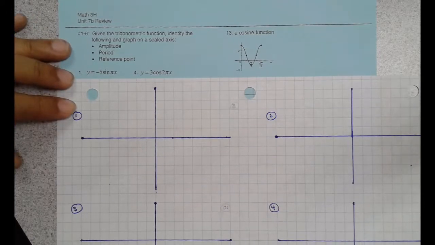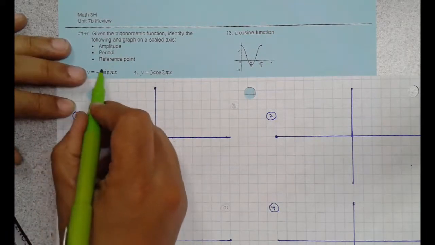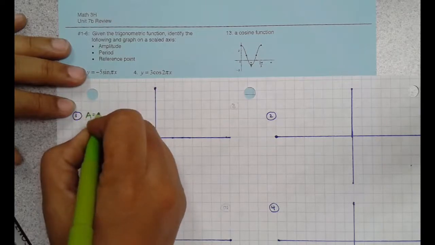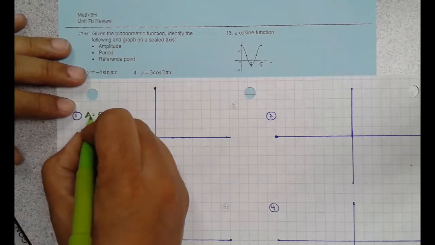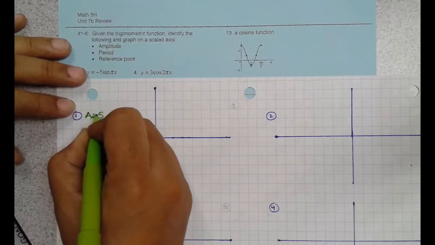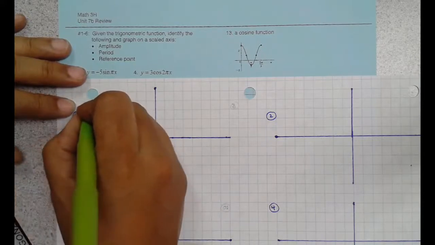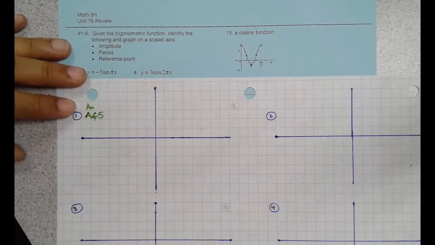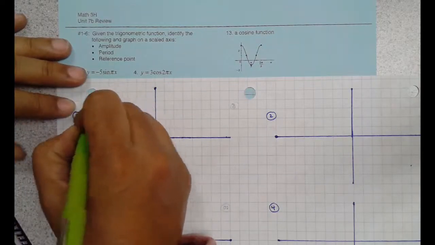Let's go ahead and figure out what the amplitude is. Now remember that the amplitude is always positive. So I'm going to go ahead and write the values here. So my A value here is the absolute value of negative 5, 5. That's the amplitude. Now, A is actually negative 5. Okay, so our amplitude is 5.